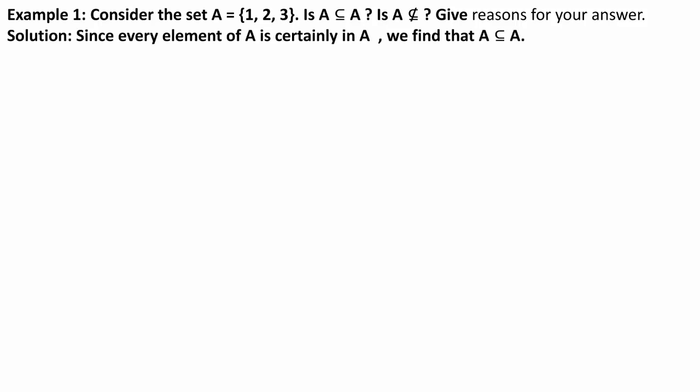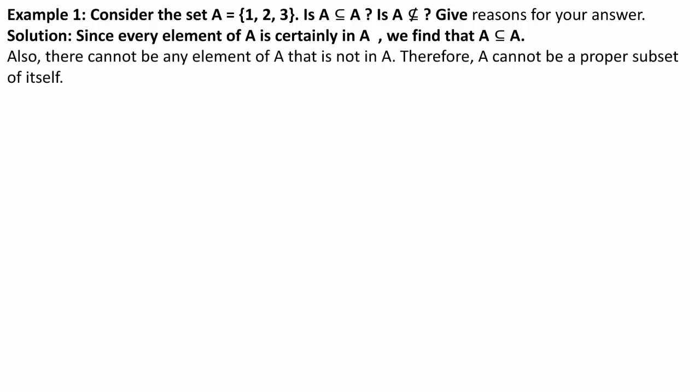First example. Consider the set capital A equal to {1, 2, 3}. Is A a subset of A or is A not a subset of A? Give reasons. Since every element of A is certainly in A, we can say that A is a subset of A. Also, there cannot be any element of A that is not in A. Therefore, A cannot be a proper subset of A itself.